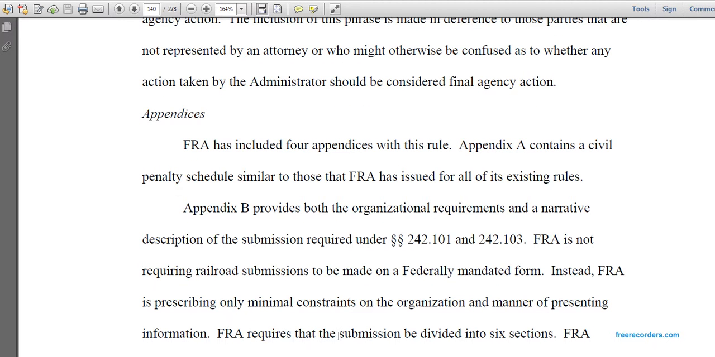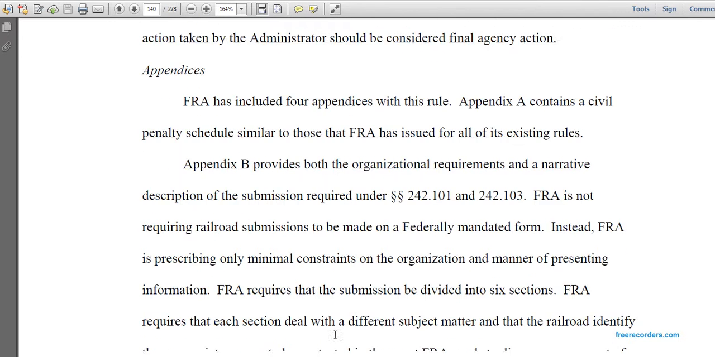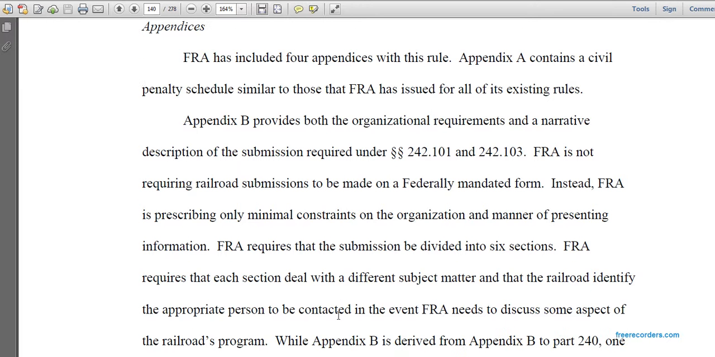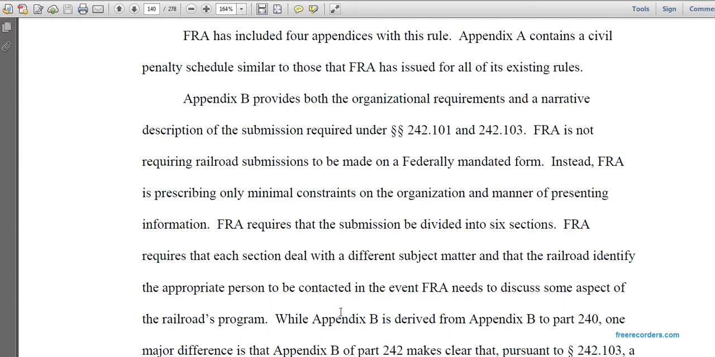The required submission is divided into six sections. The FRA requires that each section deal with a different subject matter of the railroad, identified with the appropriate personnel to be contacted in the event the FRA needs discussion of some aspects of the railroad. Appendix B is derived from Appendix B of Part 240.